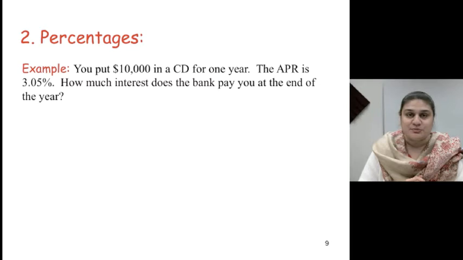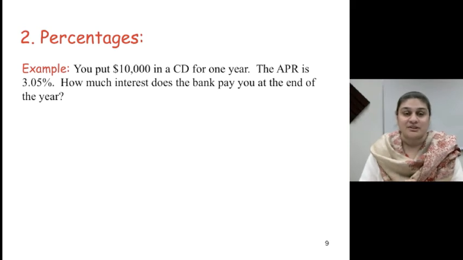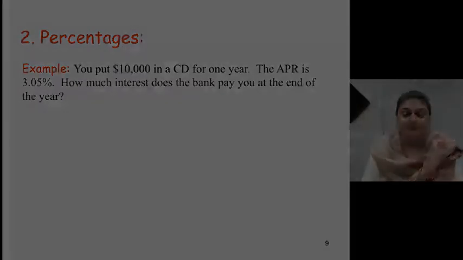The other thing that's important in physics are called percentages. So in order to talk about percentages, I'm just going to present you with this example. So let's say you put $10,000 in a CD and you leave it in there for 1 year. The annual percent rate that the bank gives you is 3.05. How much interest does the bank pay you at the end of the year?